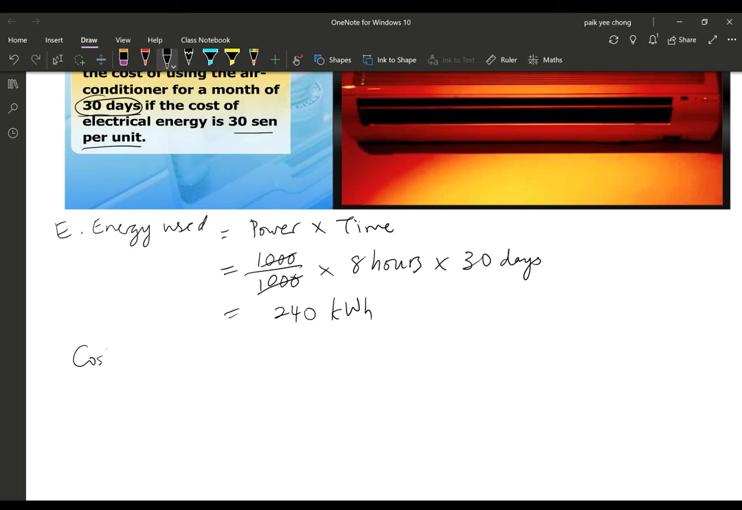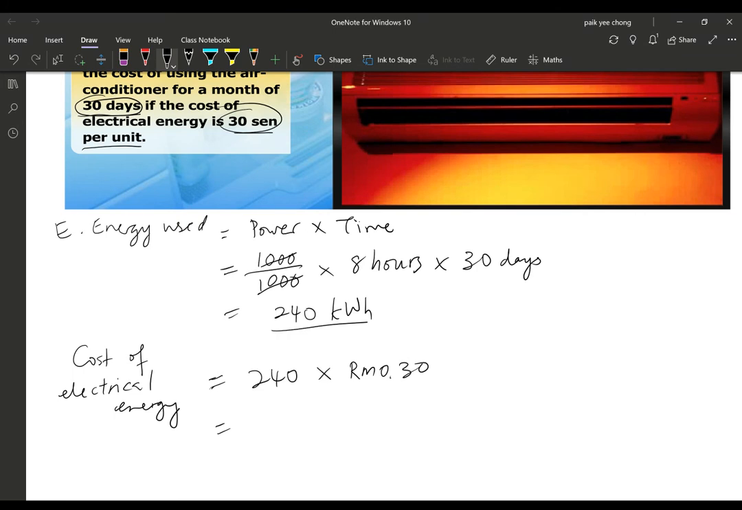Okay, let's carry on. Cost of electrical energy, as always, is 1 unit for whatever cents they give you. So 1 unit is 30 cents. Now how many units do you have? You have used 240 units. So 240 units times 30 cents. This one you need to use a calculator in case I don't do it mentally, I might get it wrong. 240 times 0.3 is 72 ringgit.